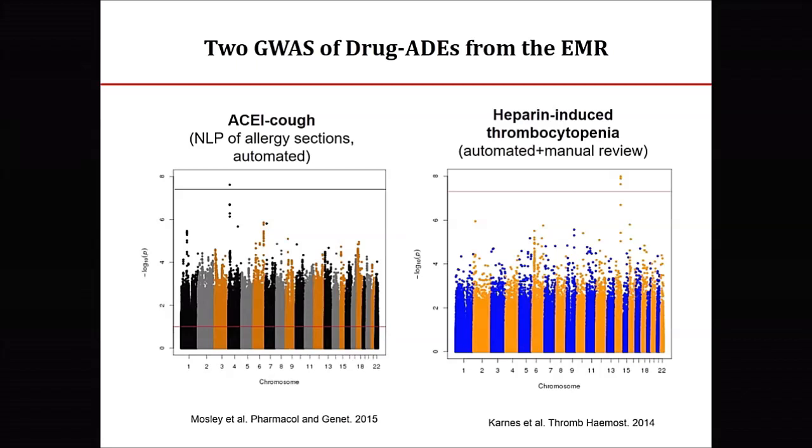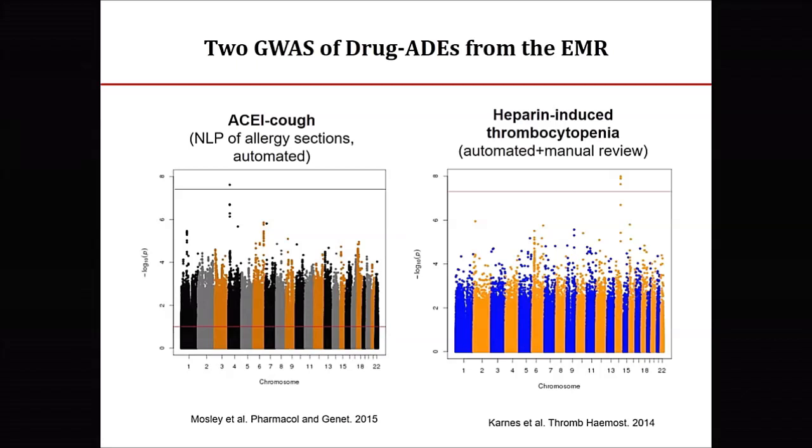To find these cases, we used an automated algorithm, but the automated algorithm wasn't good enough. Because it's such a rare event, you don't want to throw away any possible cases. So we then went in and manually reviewed anyone that looked like they might be a case of heparin-induced thrombocytopenia. And importantly, HIT has a pretty high mortality rate. If you're not familiar, it can be as high as a 50% mortality rate for true HIT.